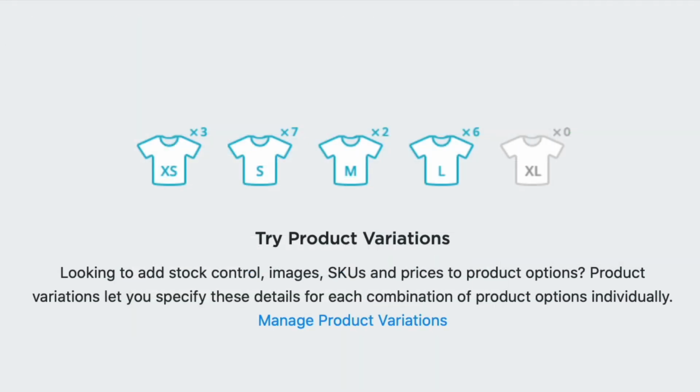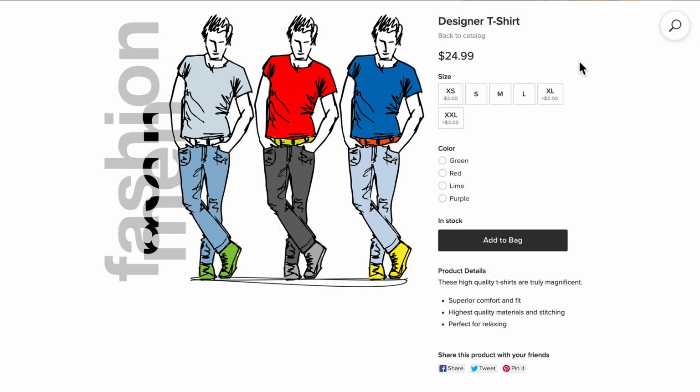So in this video, we talked about product variations. When you want to add stock control based on your options, unique images for an option, change the SKU for an option, or base the price of a product on a product option, well then, this is where you're going to use variations. Product variations allow you to specify the details for each combination of product options individually. The great thing about using options and variations together is that it gives you the most flexibility in pricing, options for your products, and stock control, giving your shoppers the best experience possible.